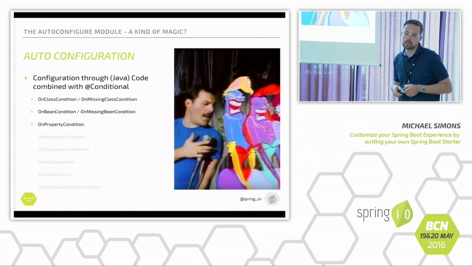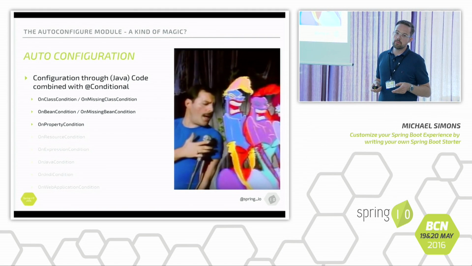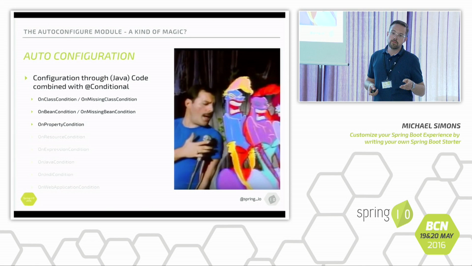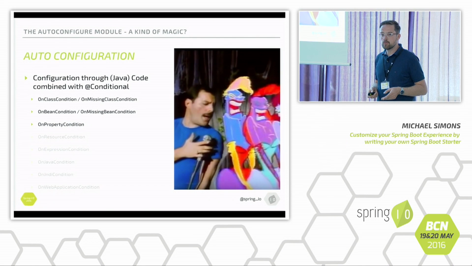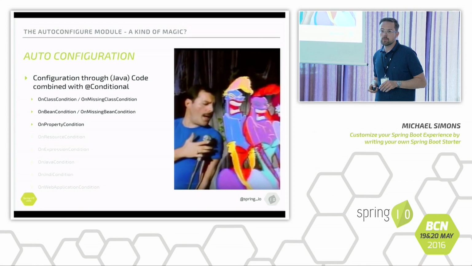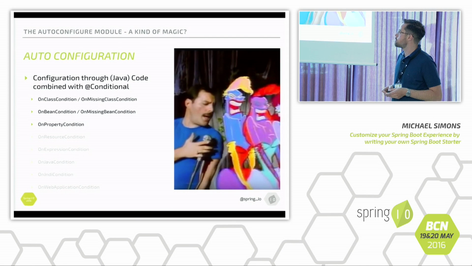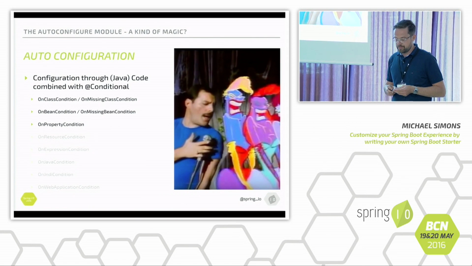The first one is the annotation which you can use to check for classes on your classpath. Then we have an annotation that can be used to check if there's already a bean of a given type or with a given name in your application context. And the third one is a very powerful annotation, actually. It can be used to check if properties have certain values, if properties are set at all, or don't exist in your application context.